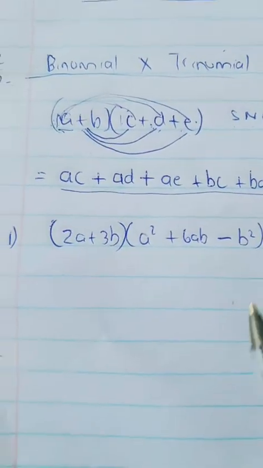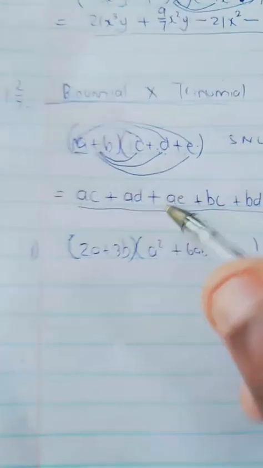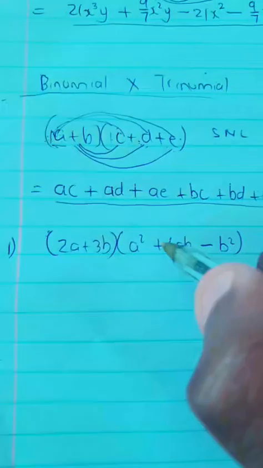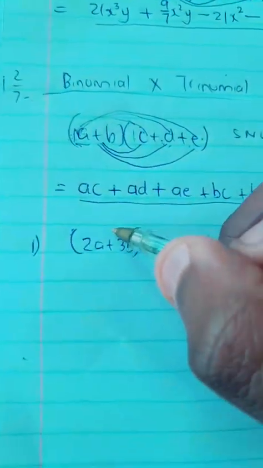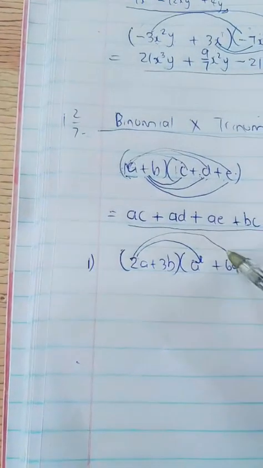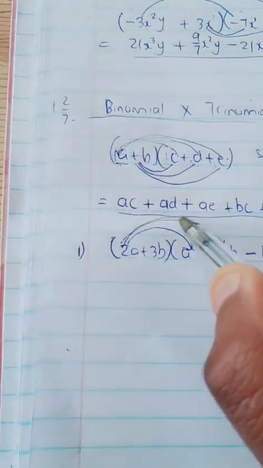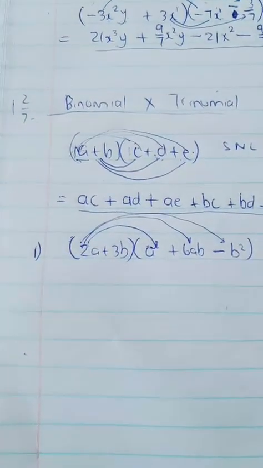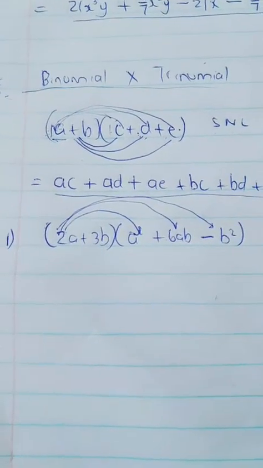Thank you, Smart Study. Okay, so here we are. Binomial by a trinomial. So 2a times a squared, 2a times 6ab, 2a times minus 6b squared. We apply SNL as we distribute.